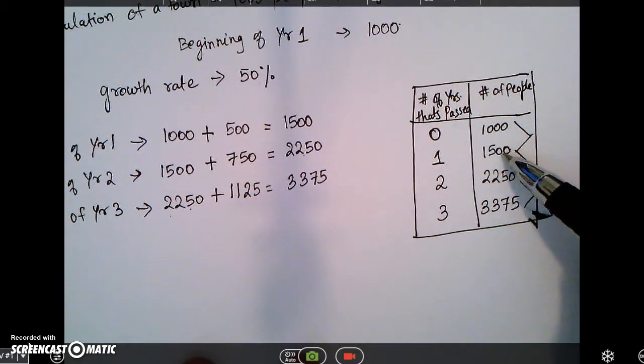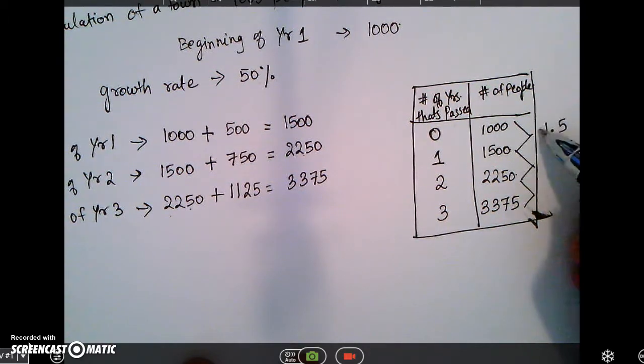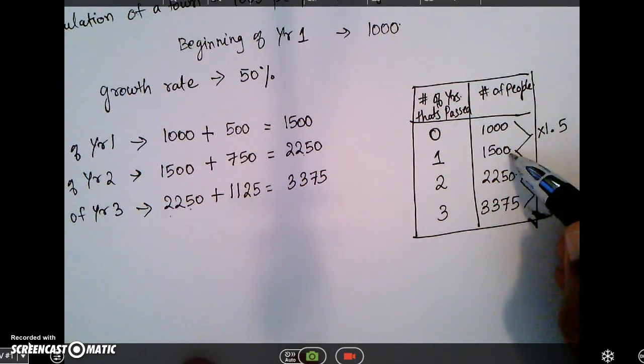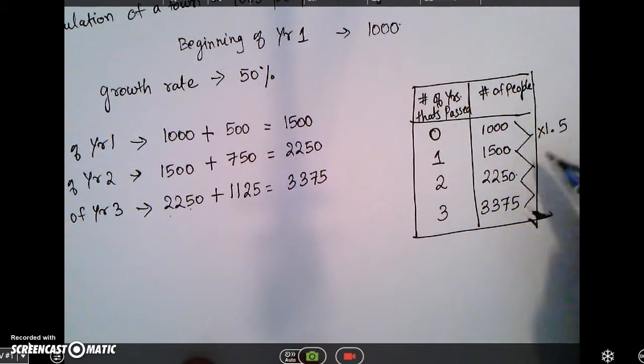Okay. So what is the ratio between these two y values? So 1500, y2 divided by y1, 1500 divided by 1000 is going to give you 1.5. So if I multiply 1000 by 1.5, I'm going to get 1500. So the ratio has to be common between all the consecutive y values.